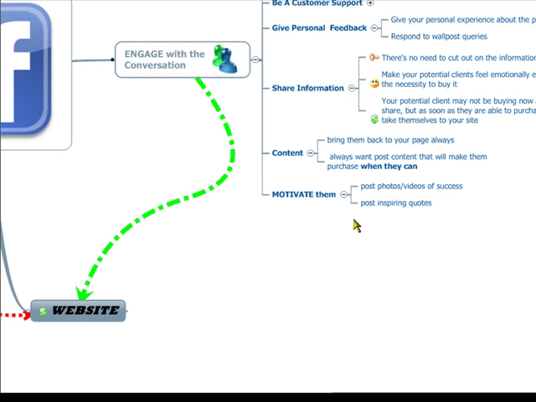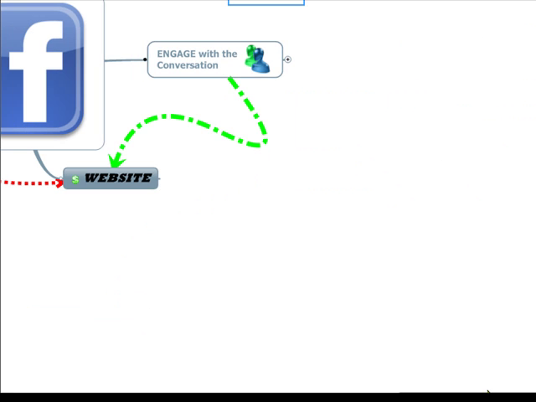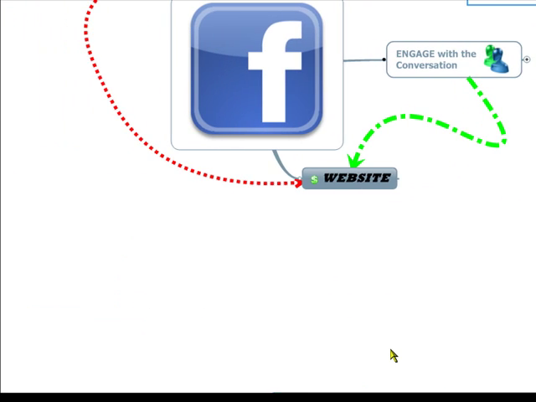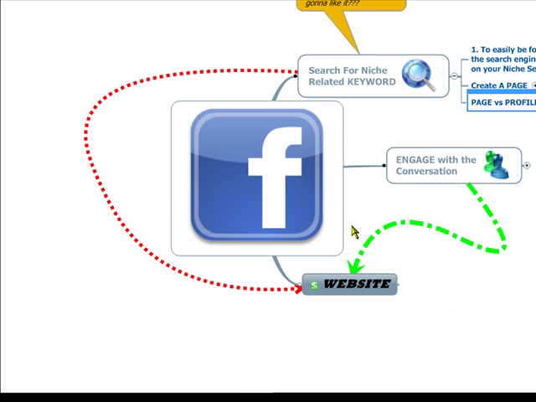Now, also, you have to motivate them. Post photos, videos of success, post inspiring quotes, and have them interact. Let your clients who bought your product post some photos of them using your product or whatever that they've done, as a sort of a testimony, or let them speak about your product after purchasing. It's always good to have feedbacks from these people. So that's basically how you can make money from Facebook and actually drive them to your website, okay?